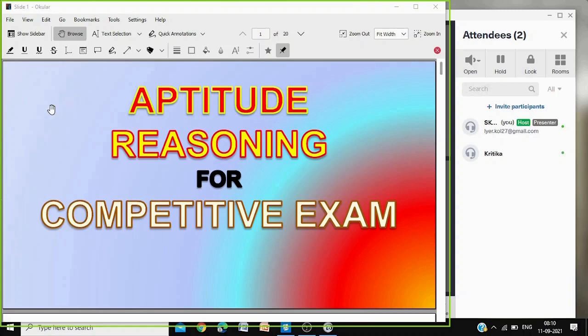So we begin aptitude and reasoning for competitive examination. One more session of aptitude reasoning for competitive examination.